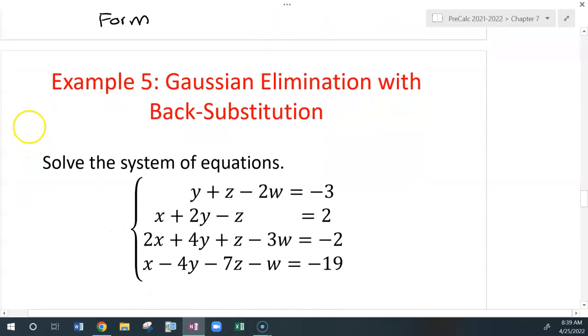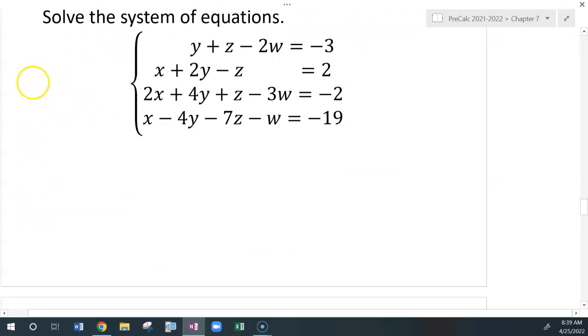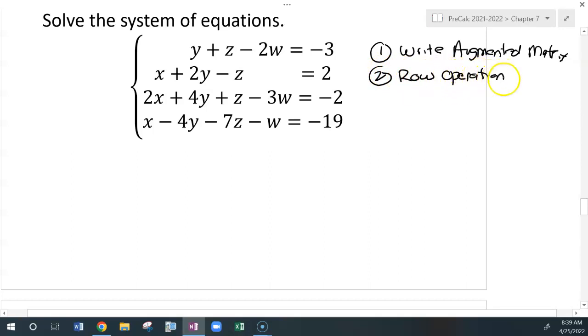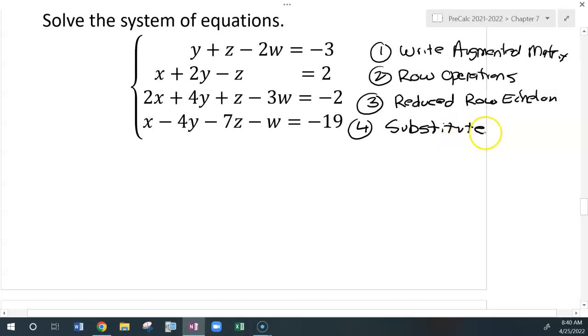Okay. Next up, we're going to solve this system with back substitution. And we're going to need a lot of room for this. So the first thing we need to do is write our augmented matrix. Then the next thing we're going to do is use row operations until we get into a reduced row echelon form. And then we're going to substitute. That's going to be our process. The first thing we need to do is write our augmented matrix. So here goes.